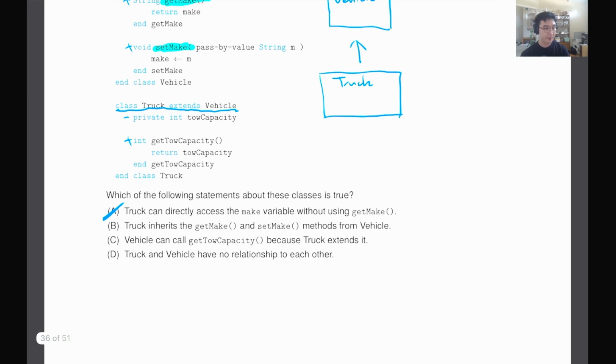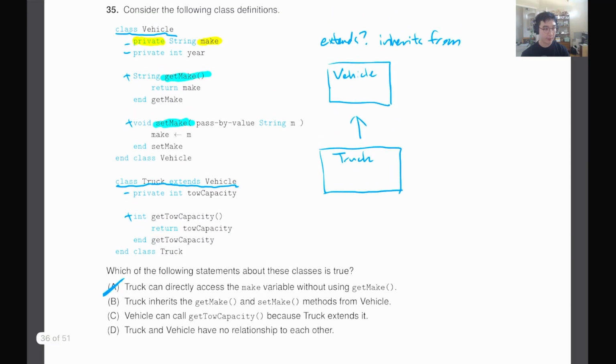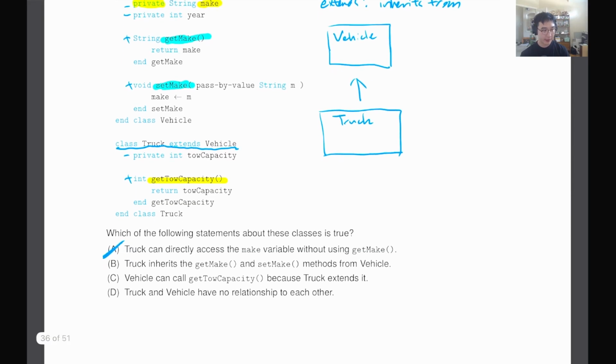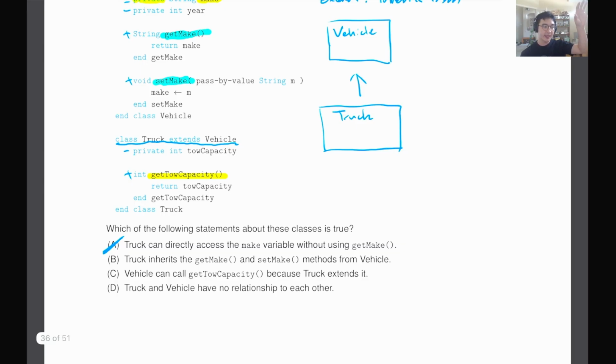So C, the vehicle can call get tow capacity because truck extends it. If we look here, we have the vehicle class up top. There is no get tow capacity, but the truck class does have a get tow capacity right here, right? So C is saying that the vehicle class, that parent class, can call get tow capacity from the truck class because that truck class extends the vehicle class.